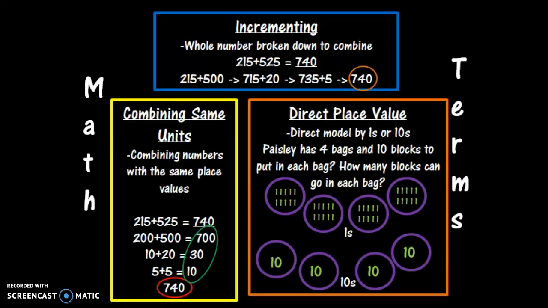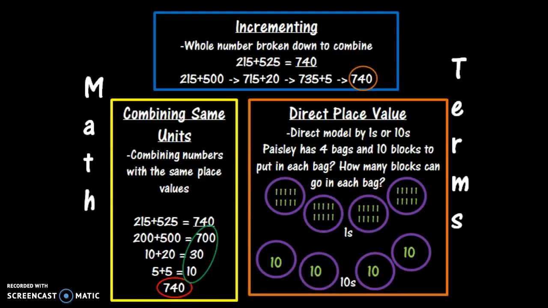So you have 215 plus 525 equals blank. And then the student will start with 215 plus 500 and go into it being 715 plus 20 and then plus 5, and you eventually get to 740.